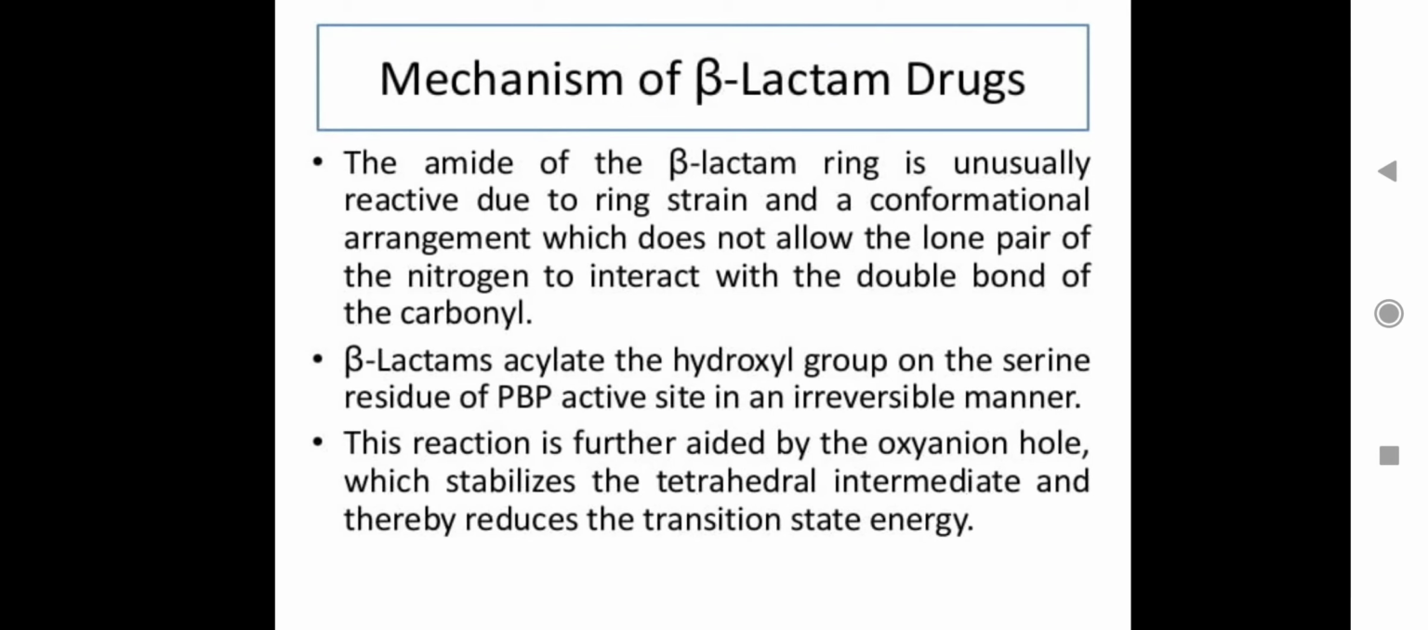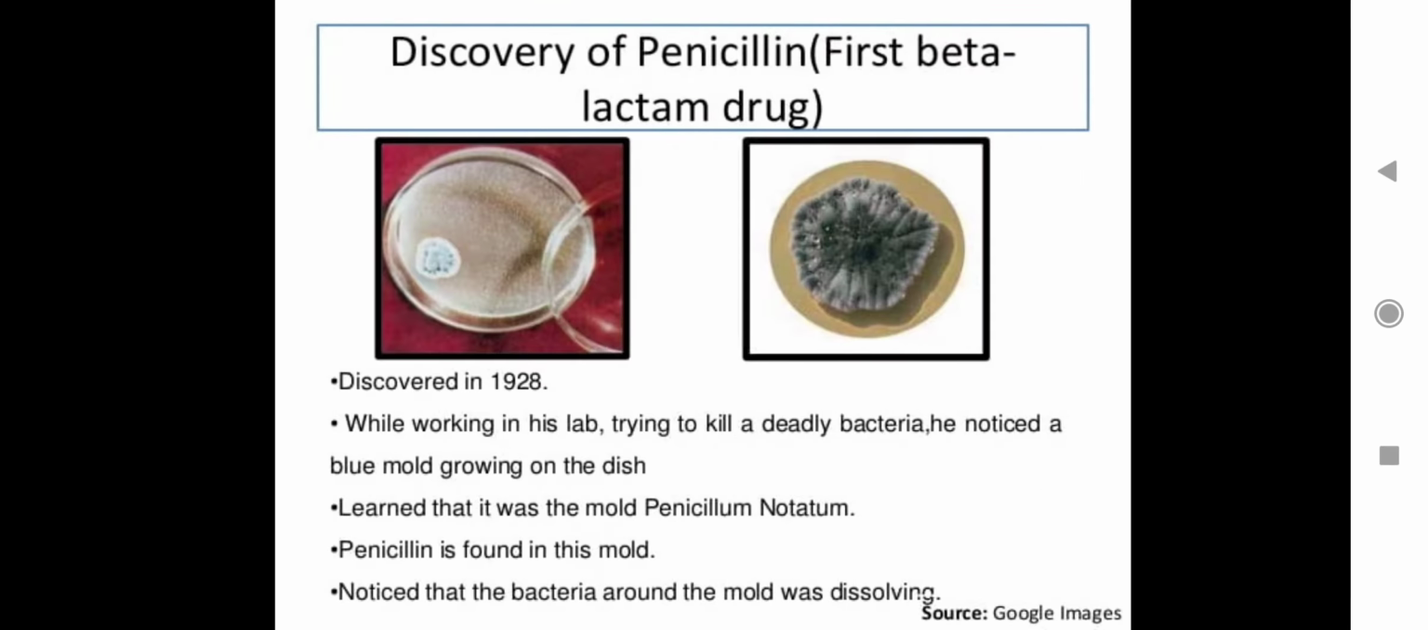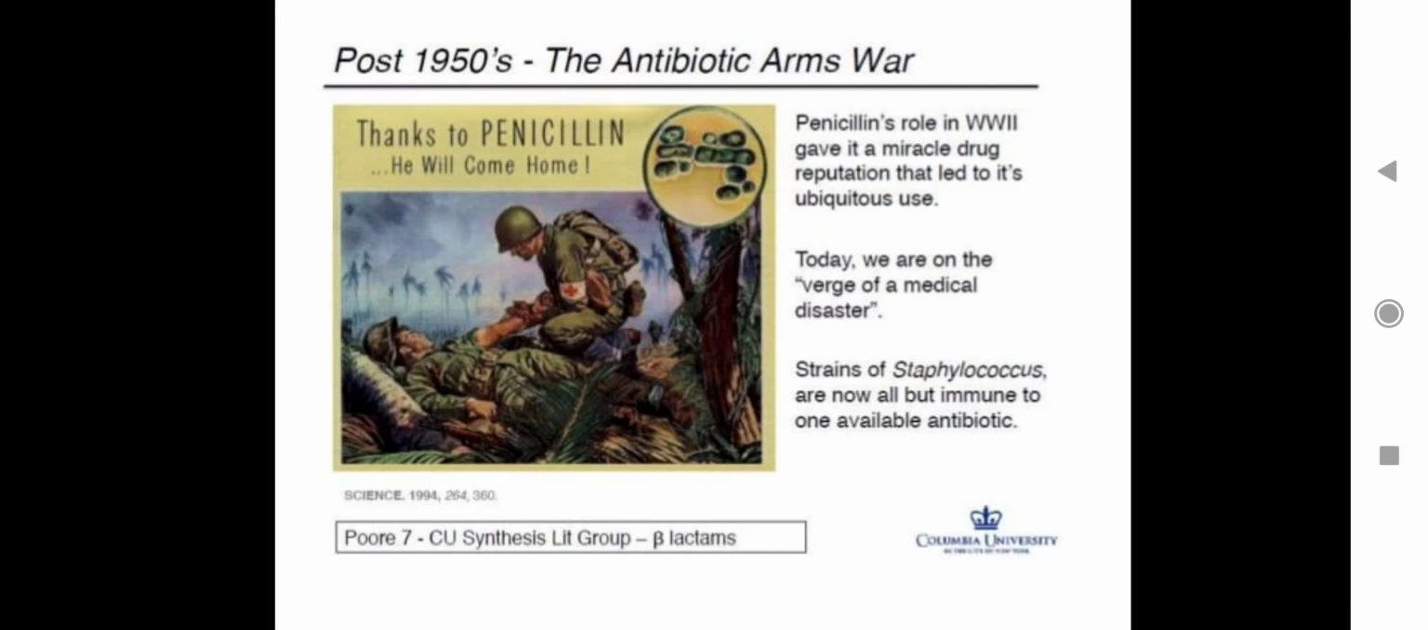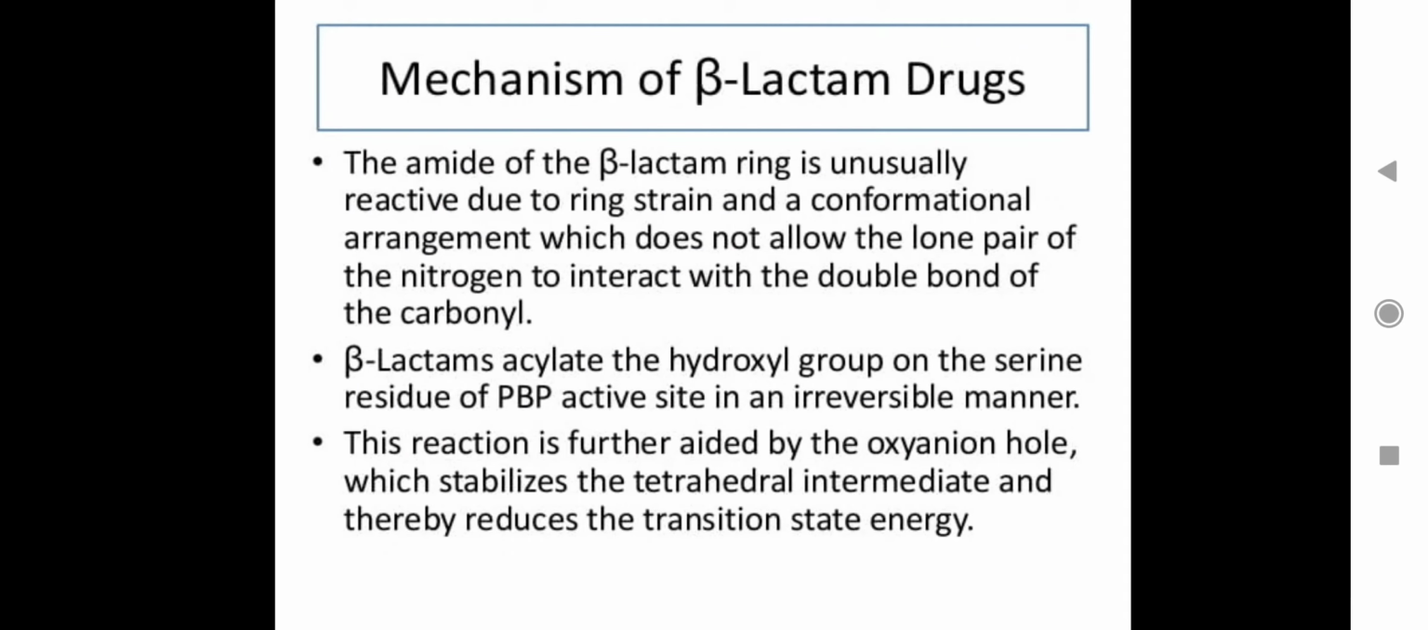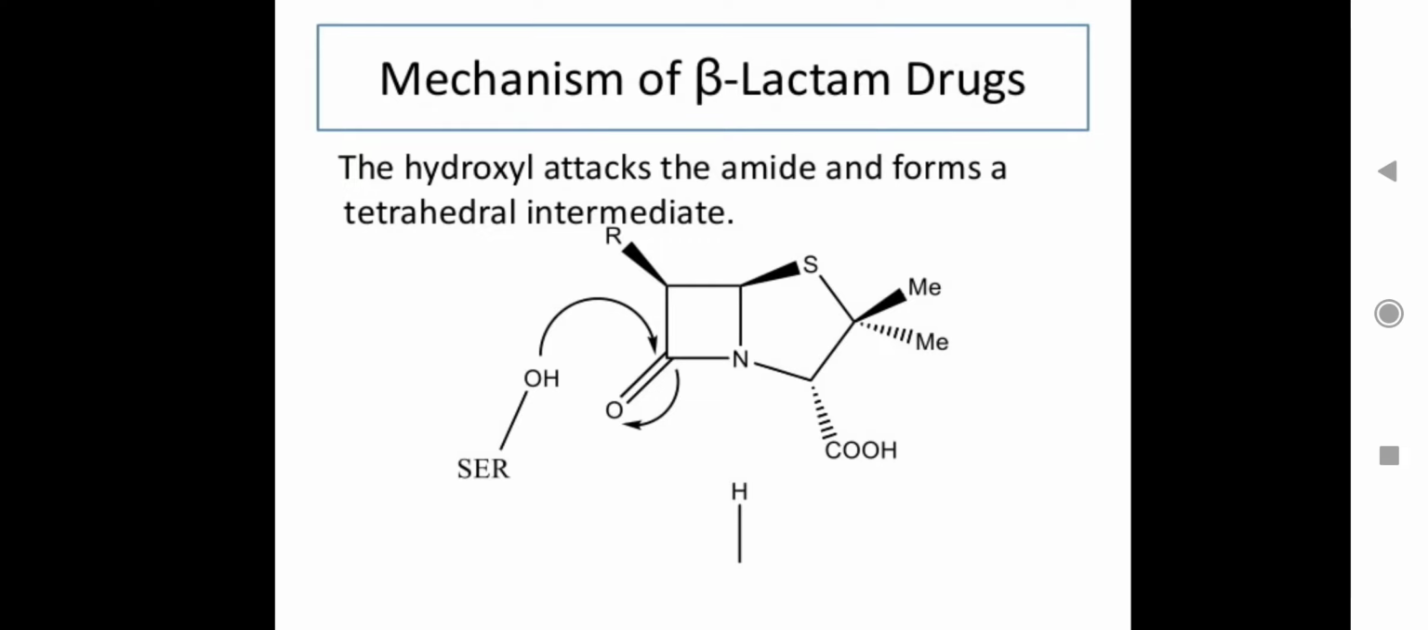Mechanism of beta lactam antibiotics. The beta lactam ring has an amide group, which is very reactive due to ring strain and conformational arrangement. The beta lactam acetylates the hydroxyl group in the serine residue of penicillin binding protein, and this is an irreversible action. Coming to the next slide, mechanism of beta lactam antibiotics. This is not a very important mechanism.